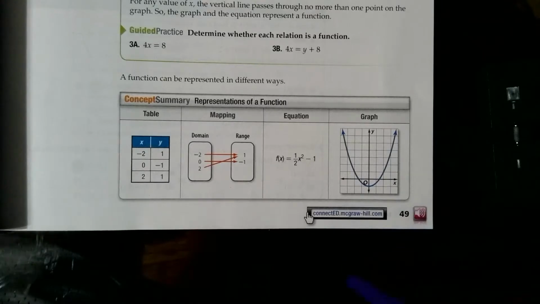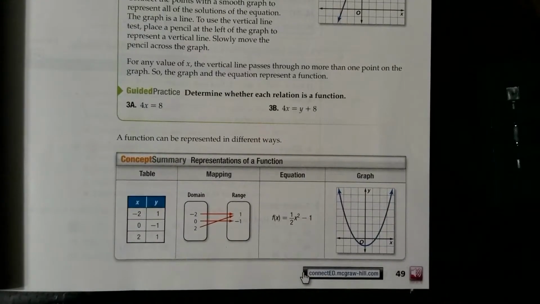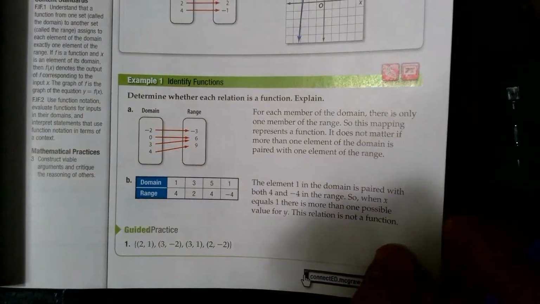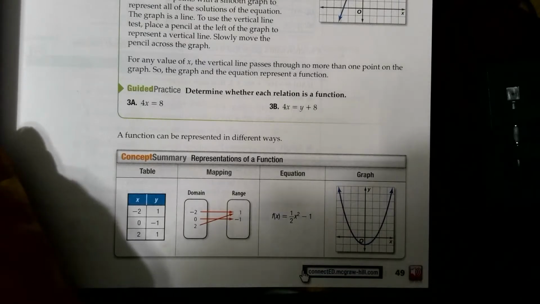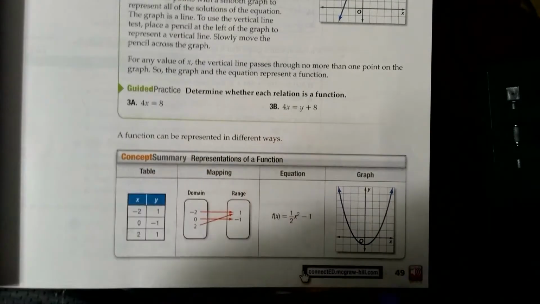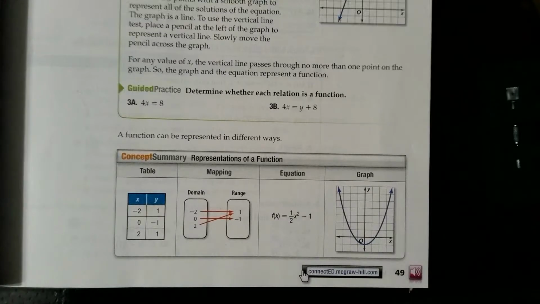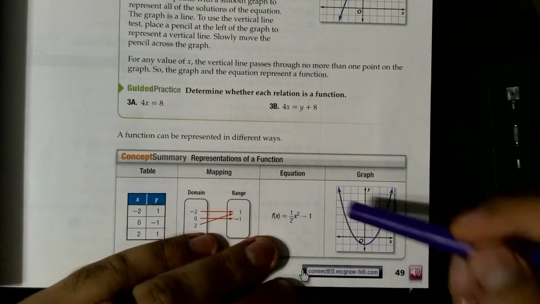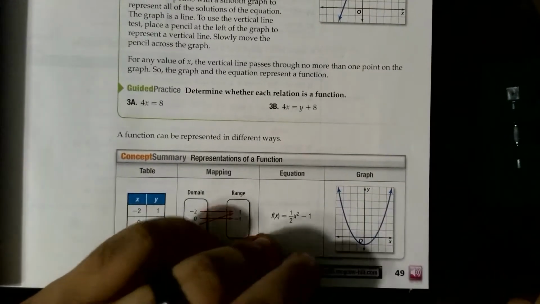Over here, honestly, how could you figure out from an equation? I guess you could make your own table. You would have to make your own table. I guess this is just representing functions. We'll get back to this probably later in the lesson. Hold on. So, graph, vertical line test, we're good. That's a function.